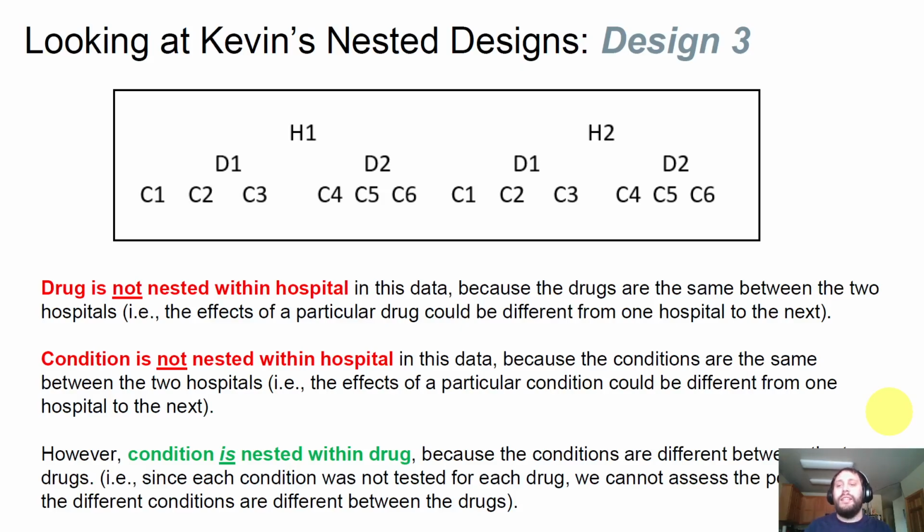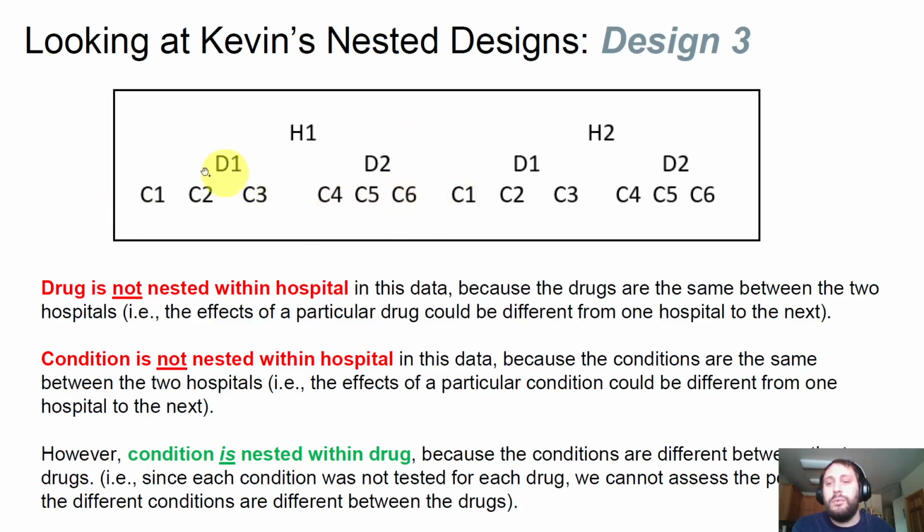So here we can say that drug is not nested within hospital because the drugs are the same between the two hospitals. So we see drug 1 and drug 2 apparent in hospital 1, drug 1 and drug 2 apparent in hospital 2 as well. So therefore, drug is not nested within hospital. Next, we can say condition is not nested within hospital in this data because the conditions are the same between the two hospitals. So drug 1 and drug 2 both have conditions 1 through 3 within them. Drug 1 has conditions 1 through 3. Drug 2 has conditions 4, 5, 6. I'm sorry. Conditions.